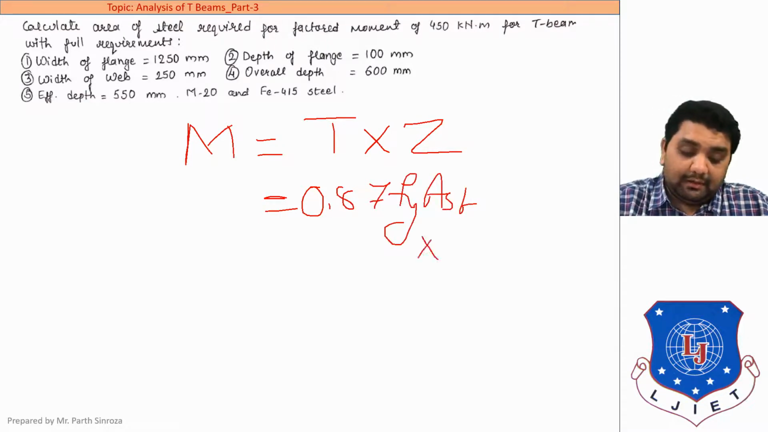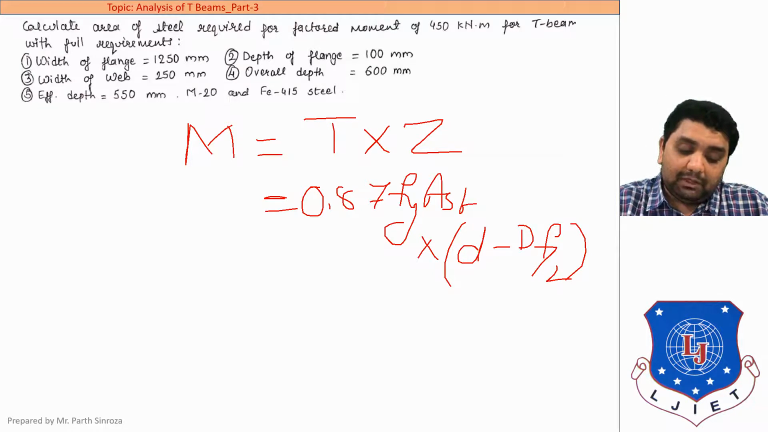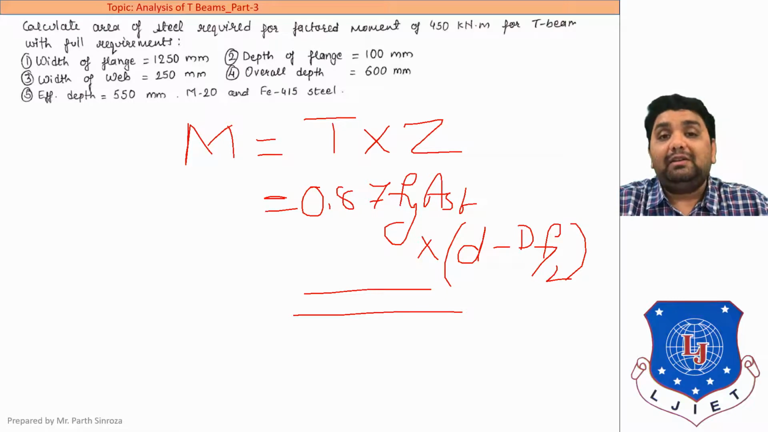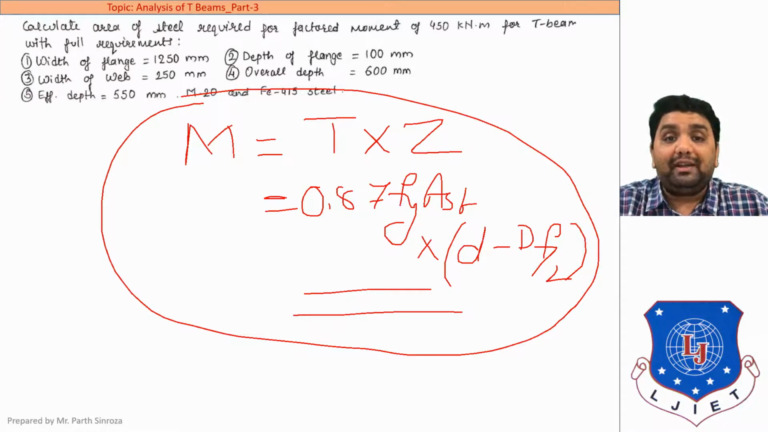Clear? And Z being our lever arm, that is D minus Df by 2 for a T beam, that is our C2 portion or T portion, we can see that. Clear? So for a T beam, our equation will be 0.87 Fy AST into lever arm, that is D minus Df by 2. So there is only one equation to find area of steel. It is a one-step question, but for a 7-marker question of a GTU examination, we will be doing something more.